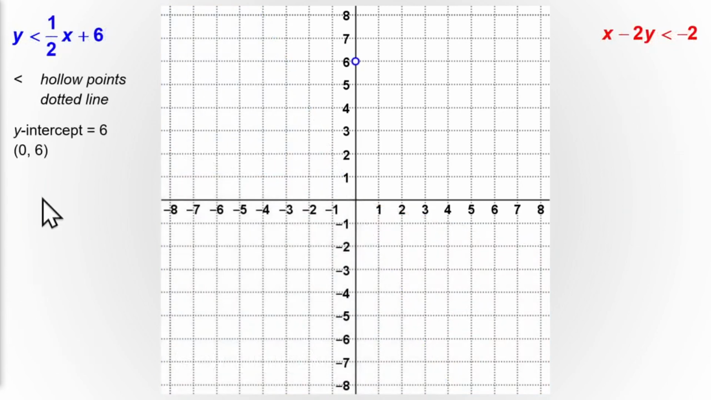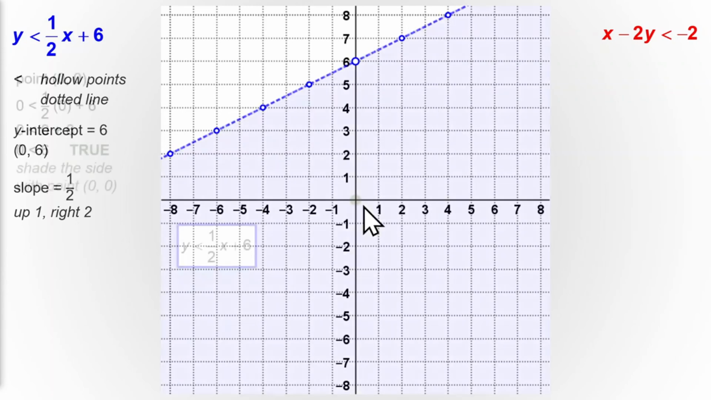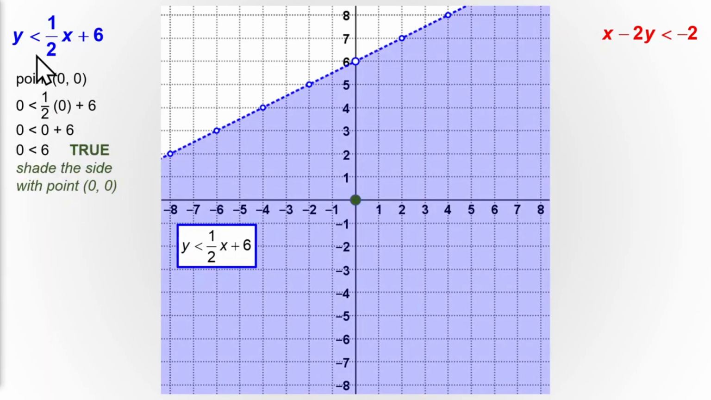Finally, we come to y is less than 1/2 x plus 6, and x minus 2y is less than negative 2. Both of them are going to be hollow points with dotted lines. We can find the y-intercept just by realizing the slope-intercept form of 6 puts us there, and with the slope of 1/2 moving us up 1 and over 2 each time, we can then draw our dotted line. We'll select 0, 0 because we do have that option again. We'll find that 0 placed into that spot there means 0 is less than 6. That's true, so we will shade this side.